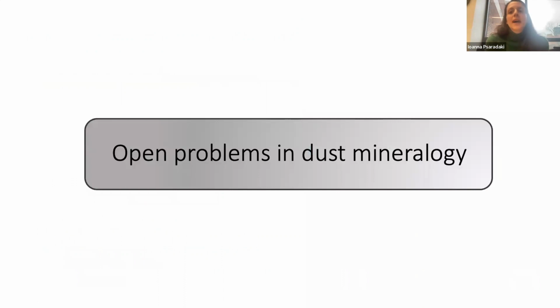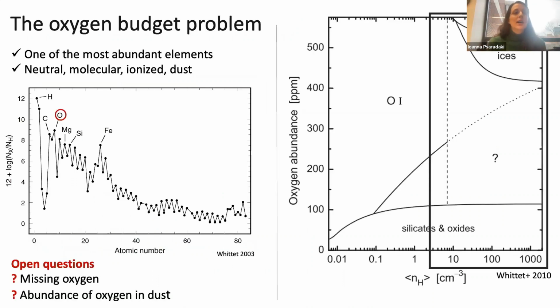So now, I'm going to talk about a couple of open problems that there are today in interstellar dust mineralogy, and I will start with the element oxygen. Oxygen is one of the most abundant elements in the galaxy, as I said before, and really important for life here on Earth. And we know today that it comes in many different forms: neutral, molecular, ionized oxygen, and it can also be in dust.